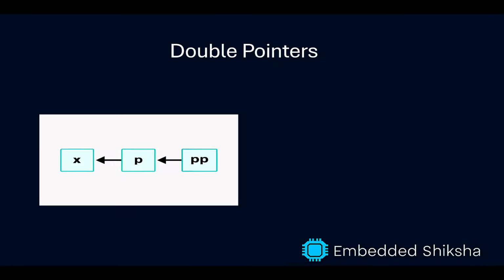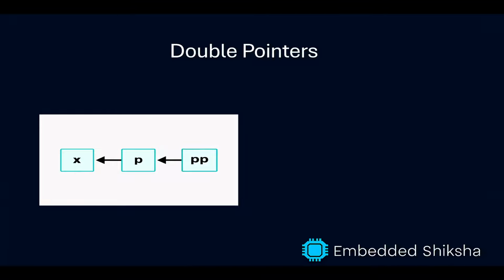Now let's discuss double pointers. You have seen till now that we can declare a pointer which can hold the address of another variable. But if you want to store the address of a pointer itself, how can you do that? C programming gives us the facility to use a double pointer. This double pointer is a variable which will hold the address of another pointer.